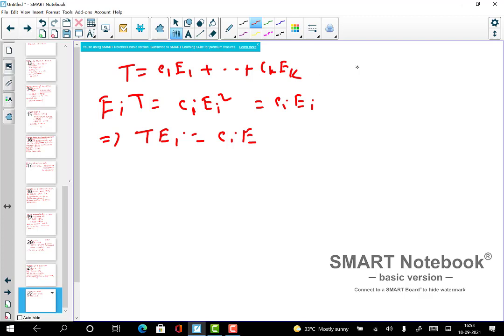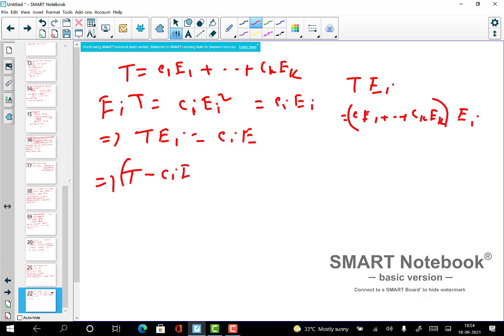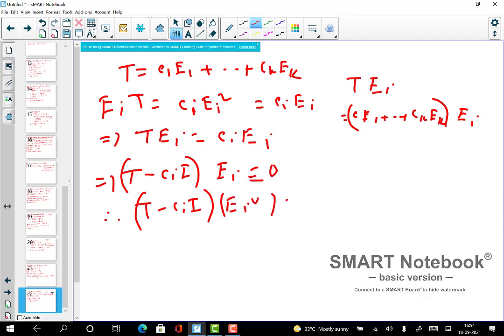So okay, maybe I can just multiply T by Ei here, which is nothing but c1 E1 plus dot dot dot plus ck Ek, of Ei, right? So that means you can write down T minus ci of I, applied to Ei, equal to 0. So what does that mean? That means if you choose any vector v, then (T minus ci I) of Ei of v is 0.